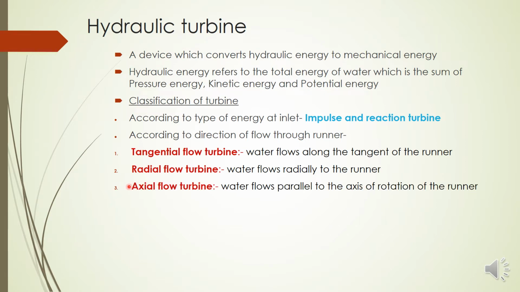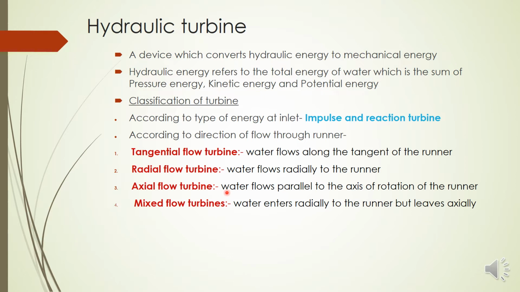And another one is axial flow turbine. So as the name indicates, here the water flows parallel to the axis of rotation of the runner. So the runner will be rotating continuously. So it is having some axis of rotation. So if the water is flowing parallel to that axis of rotation, we call it as an axial flow turbine. So Kaplan turbine will be a good example for this.